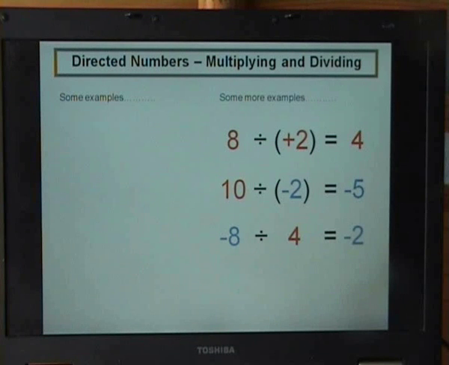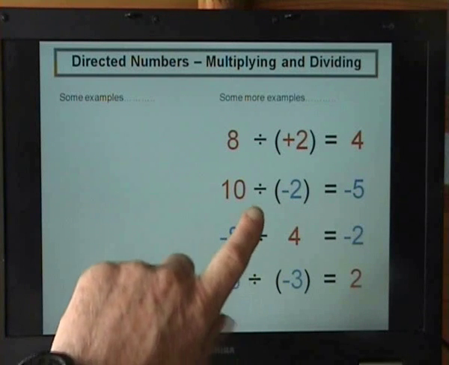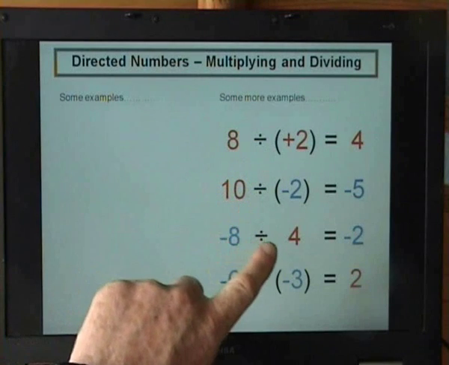And to finish off with, negative 6 divided by negative 3, negative divided by a negative has to be positive. 6 divided by 3 is 2, the answer has to be 2. Notice I've put the brackets in. They don't have to be there, it's just to be helpful. Sometimes you'll see them, sometimes you won't see them.